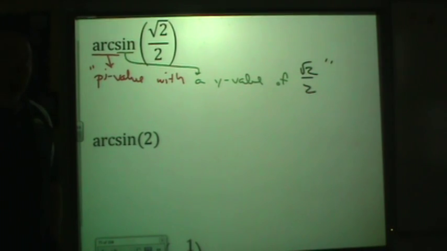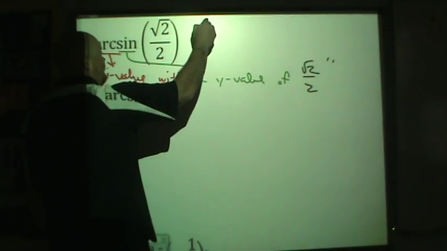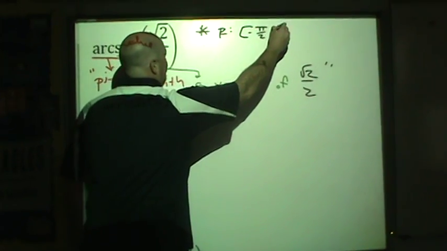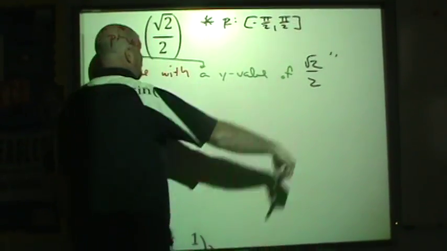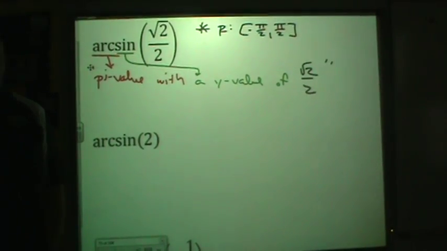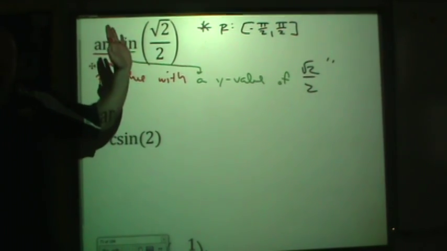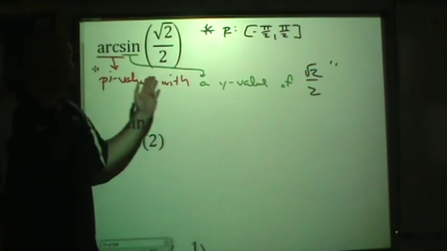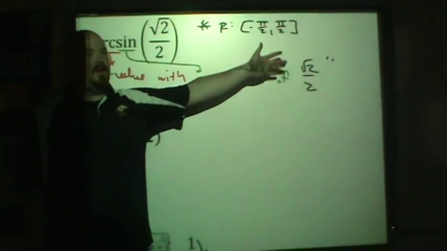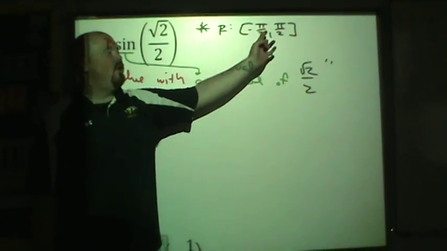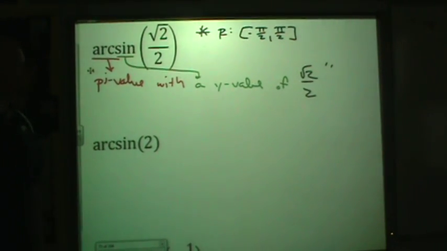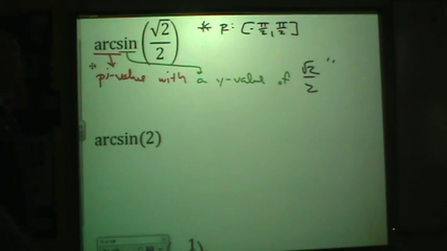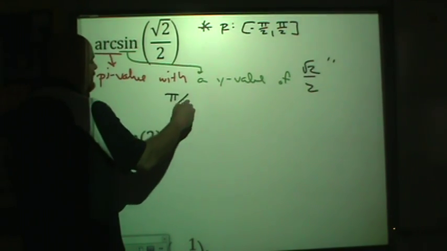Now we have to be careful. Remember, asterisk, the range is from negative pi over 2 to pi over 2. So we can only accept an angle that's between negative pi over 2 and pi over 2. So not only a pi value with a y value of this, but also it has to fall within this range, right? So what do we have? Pi over 4. Okay, pi over 4 is our answer.